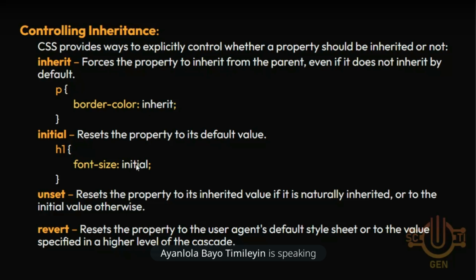We have unset, which resets the property to its inherited value if it is naturally inherited, or to the initial value otherwise. And then we have revert, which resets the property to the user agent's default style sheet or the value specified in a higher level of the cascade.